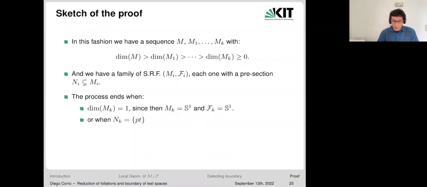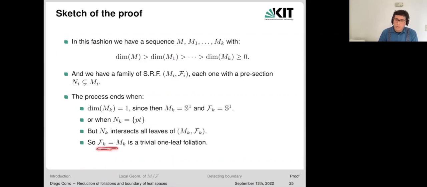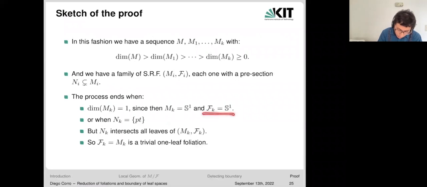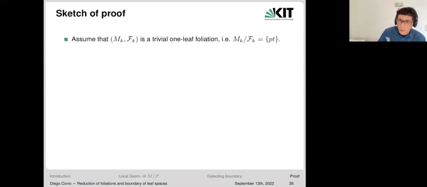The other case when we would have stopped is when we no longer have a nontrivial presection. So this means that basically at the last step, the presection is just a point. But since the presection must intersect every leaf of the foliation Fk, this means that the foliation is a trivial one-leaf foliation. If you have one point and it must intersect all leaves, if there are two leaves, then it cannot do that. So there must be one leaf. So the important thing is that in both cases, when we stop, we have a trivial one-leaf foliation, and this implies that the leaf space corresponds to just a point.